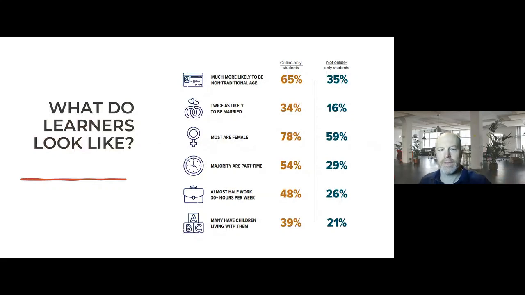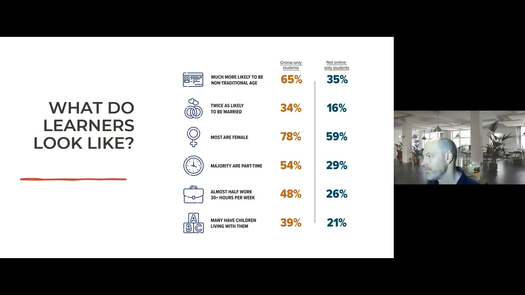So learner engagement can be one of many things. And first, before we know what learner engagement looks like, we need to know what the learners look like. This is what modern day students look like in colleges, and the comparison between online and not online students in colleges.